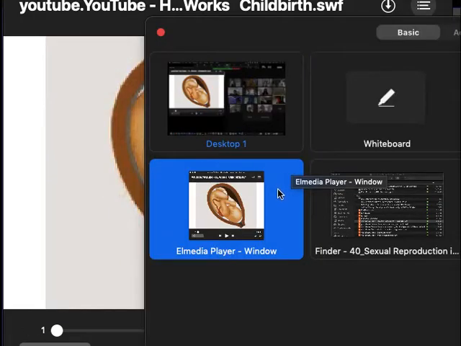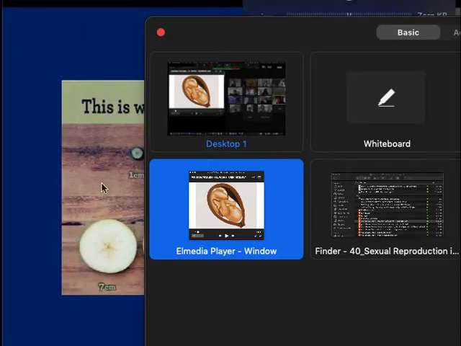When you have to describe, I need to see this, but I can't see it here.